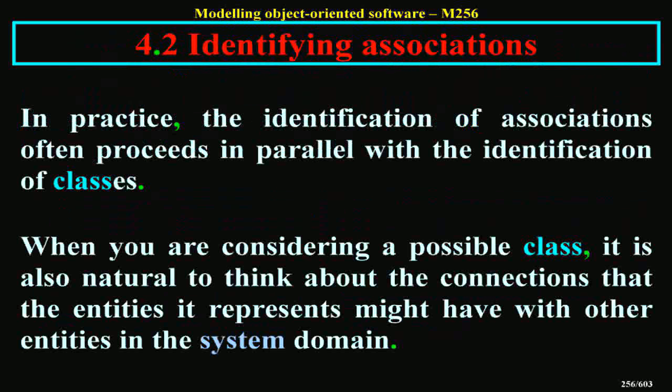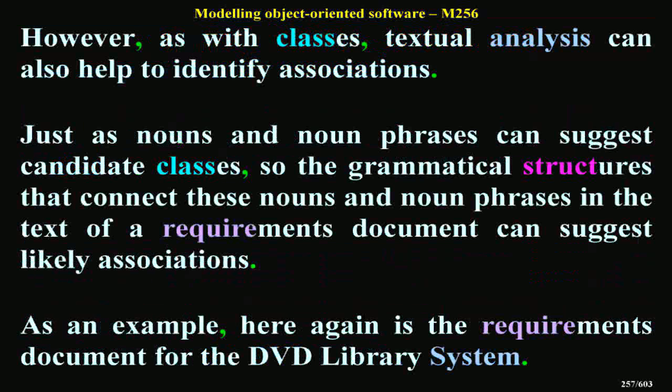4.2. Identifying associations. In practice, the identification of associations often proceeds in parallel with the identification of classes. When you are considering a possible class, it is also natural to think about the connections that the entities it represents might have with other entities in the system domain. However, as with classes, textual analysis can also help to identify associations. Just as nouns and noun phrases can suggest candidate classes, so the grammatical structures that connect these nouns and noun phrases in the text of a requirements document can suggest likely associations.